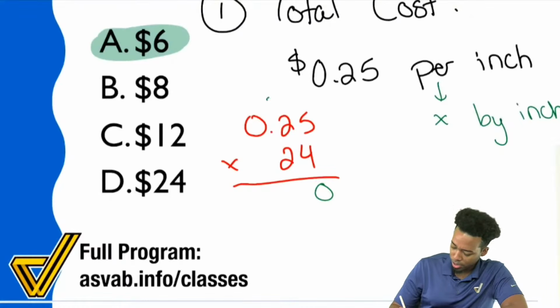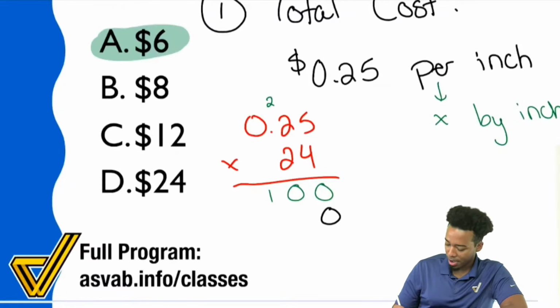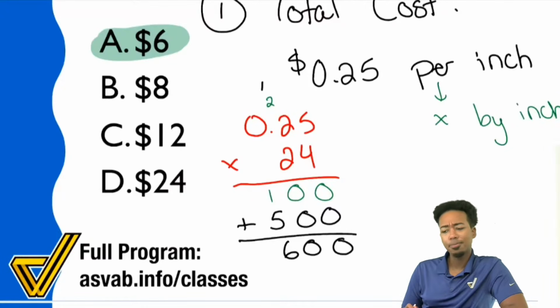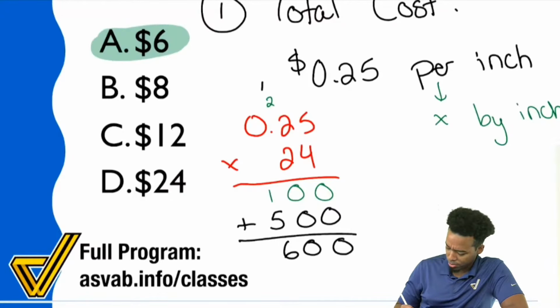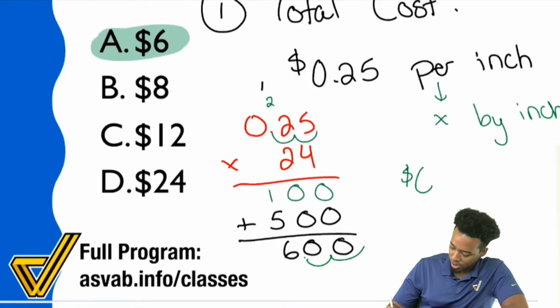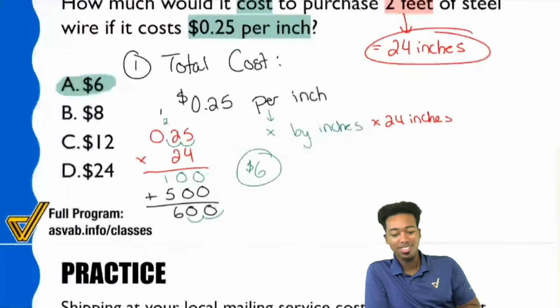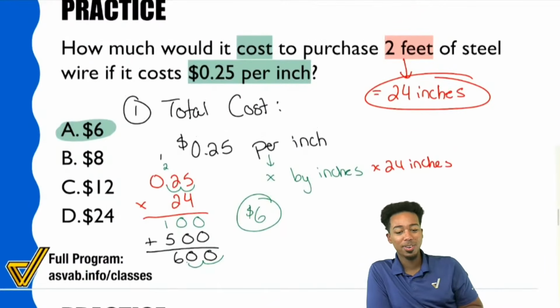5 times 4 is 20. 2 times 4 is 8. Carry the 2 is 10. Next, bring a 0 down. Then we have 5 times 2 is 10. 2 times 2 is 4. Carry the 1 is 5. Add these together and we have 0, 0, 6. And then how many decimal places are we supposed to bring back, everybody? 2 decimal places. And we have $6 for the steel wire. And there we are.